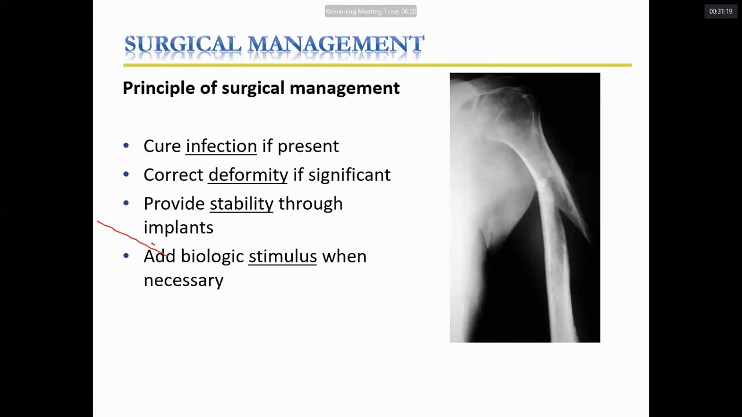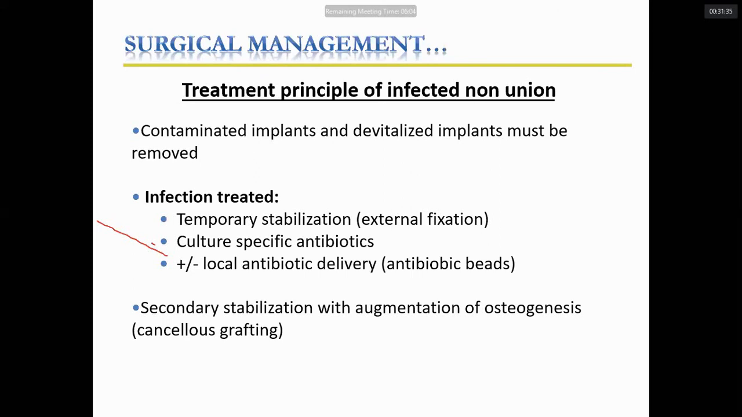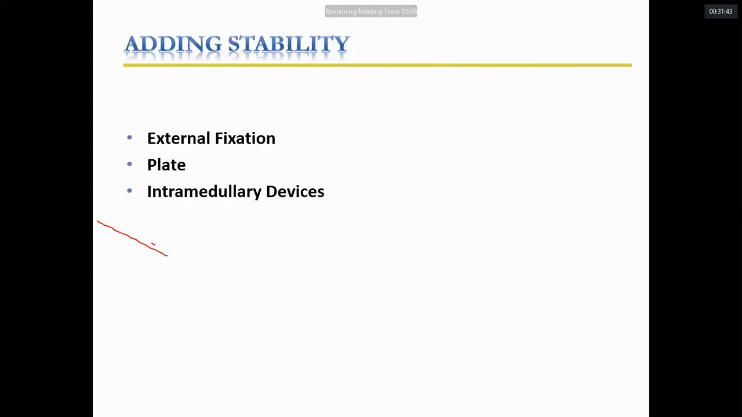If you are planning to treat operatively, your principles are: check whether or not there is infection. If infection is present, cure the infection, correct the deformity if significant, provide stability and add stimulus. So if there is infection, sometimes you have to take out the fracture fixation, you have to debride, you have to put antibiotic, you can even put local antibiotic beads.